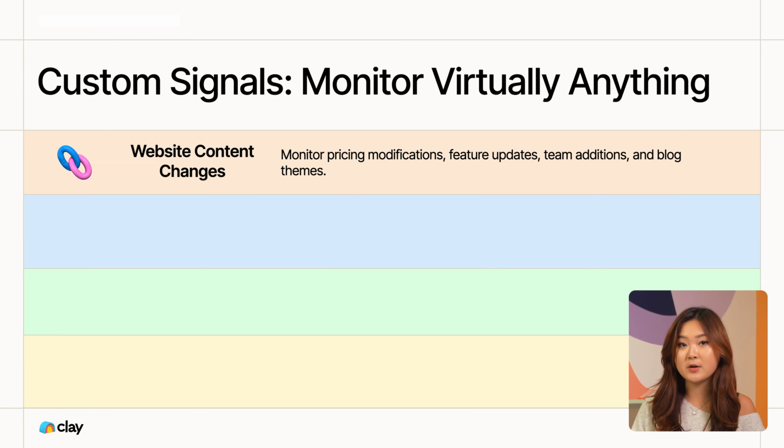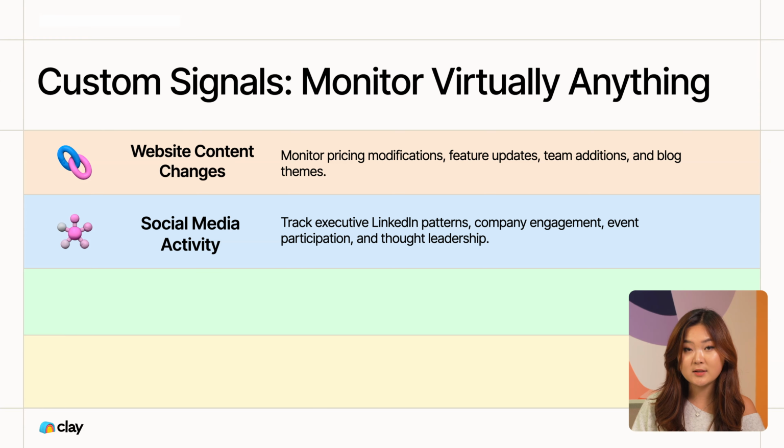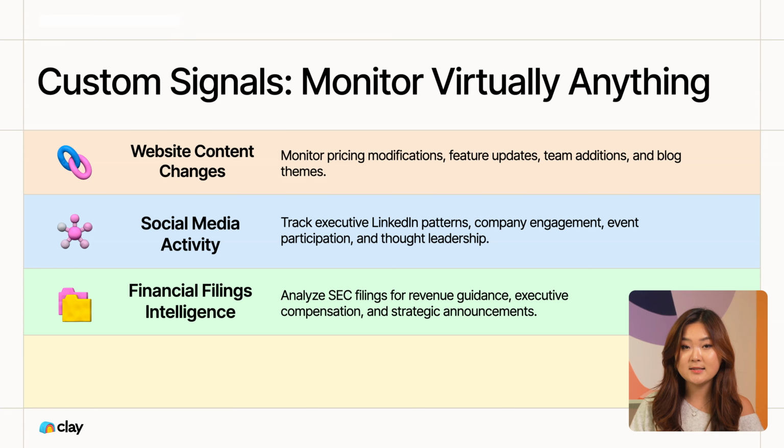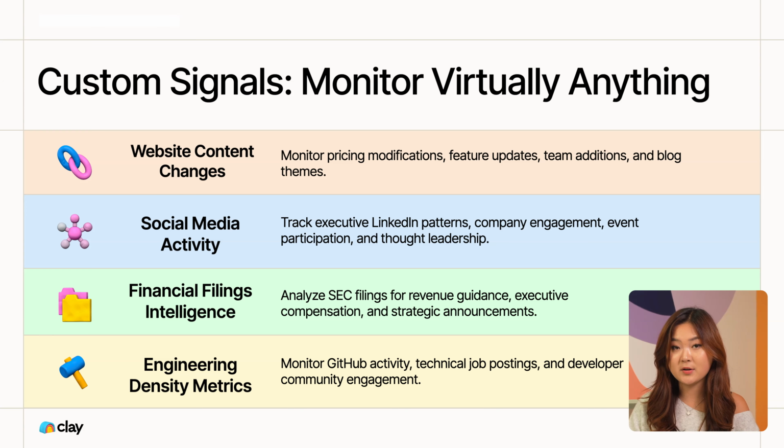Website content changes monitor pricing modification, feature updates, team additions, and blog themes. Social media activity tracks executive LinkedIn patterns, company engagement, event participation, and thought leadership. Financial filings intelligence analyzes SEC filings for revenue guidance, executive compensation, and strategic announcements. Engineering density metrics monitor GitHub activity, technical job postings, open source contributions, and developer community engagement. Technical capabilities include API integrations, web scraping, RSS feeds, and database change detection.